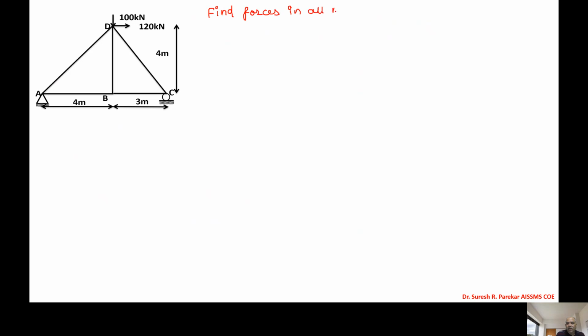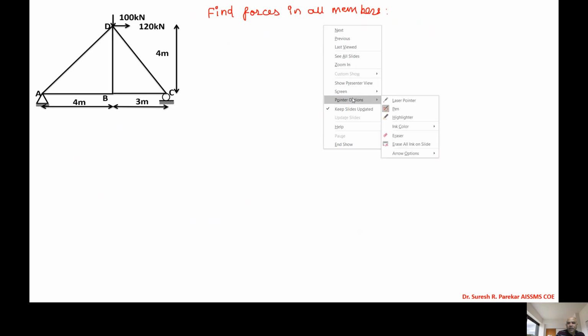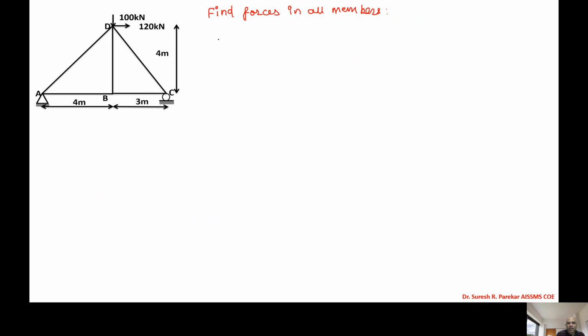Forces in all members. Now we have step 1. So we have that step 1: find zero force members.